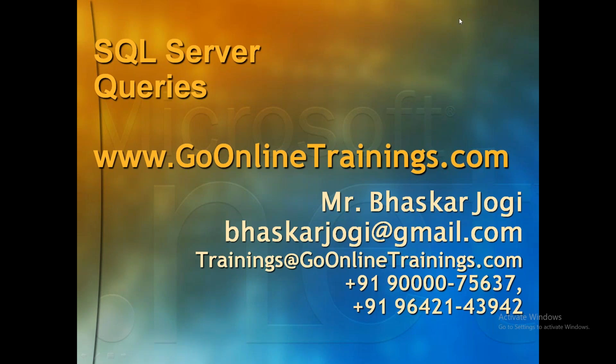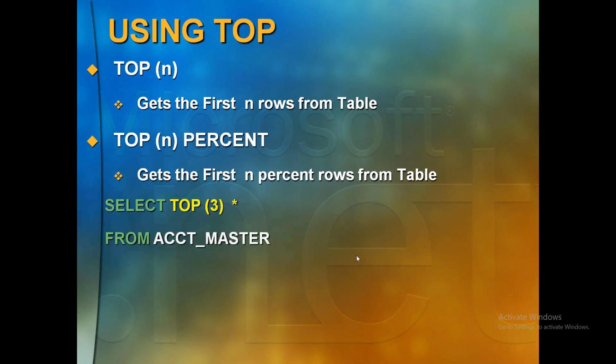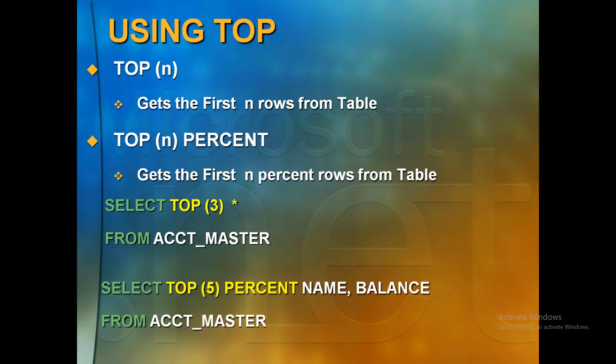So now today we'll understand what is top n and what is top n%. Am I clear? So what is top n? What is top n%? Let me give you a few examples. Select top 3 star from account master table, and select top 5% name, comma, balance from the account master table. So what is the meaning of this?